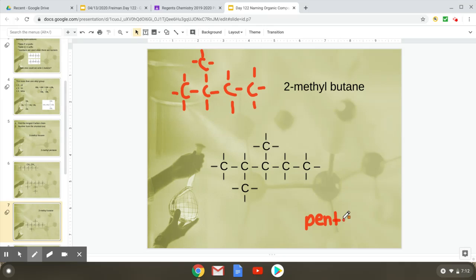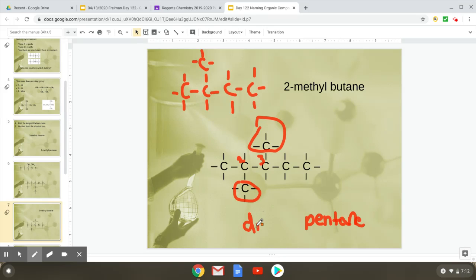Now on the pentane, is there anything special? So we have to go back and do a little detective work. If this is my first carbon, second carbon, on the second carbon, there's this group right here, which is a 1-carbon chain. That's a methyl. On my third carbon, there's a 1-carbon chain, which is a methyl. So there's 2 methyls on this.